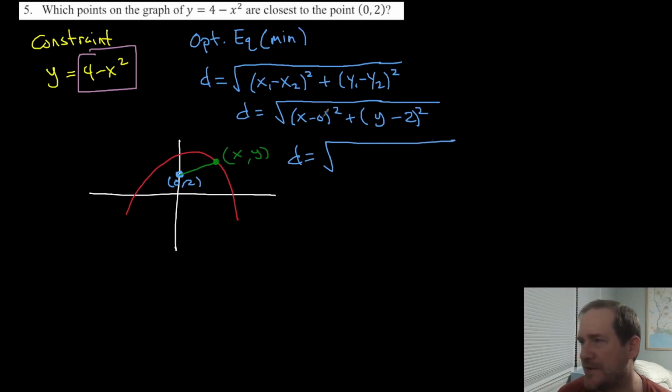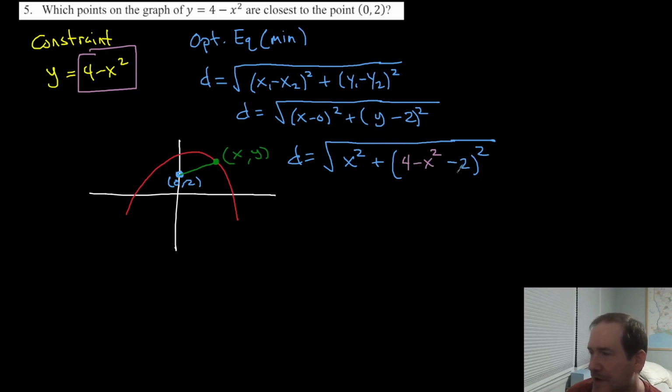So x minus 0 squared is obviously just x squared. Then instead of y, I can substitute in the 4 minus x squared expression. And then we're still subtracting 2 from that, and we're still squaring that whole entire result. And so here we are. This now is the equation that we want to optimize. So I'd want to simplify this a little further and take its derivative.